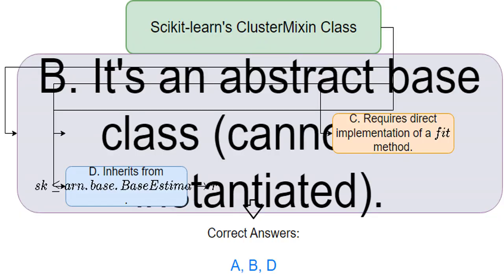Correct. ClusterMixin is an abstract base class. Think of it as a blueprint or a template. You can't directly use it to create a clustering model. Instead, other concrete classes, like k-means or DBSCAN, inherit from it, adopting its common interface.